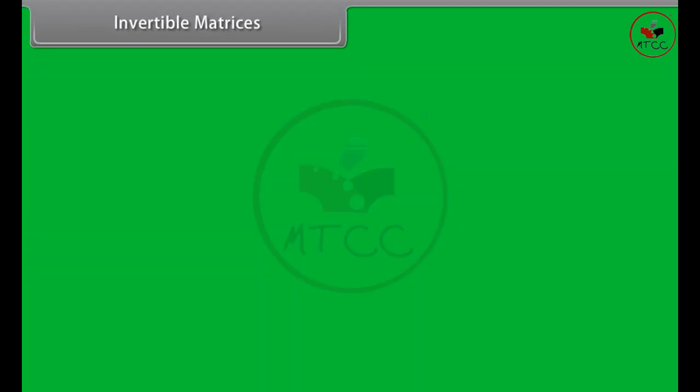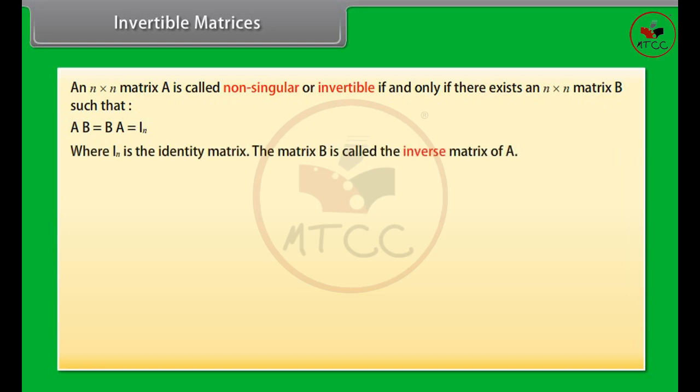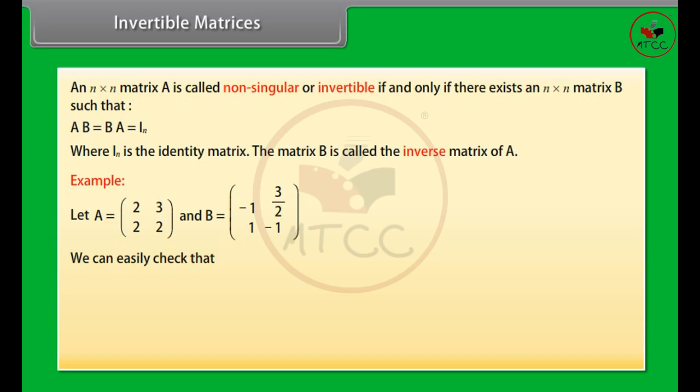Invertible matrices. An n by n matrix A is called non-singular or invertible if and only if there exists an n by n matrix B such that AB is equal to BA is equal to I n, where I n is the identity matrix. The matrix B is called the inverse matrix of A. Look at this example. Here A and B are given. We can easily check that AB is equal to BA is equal to the identity matrix.